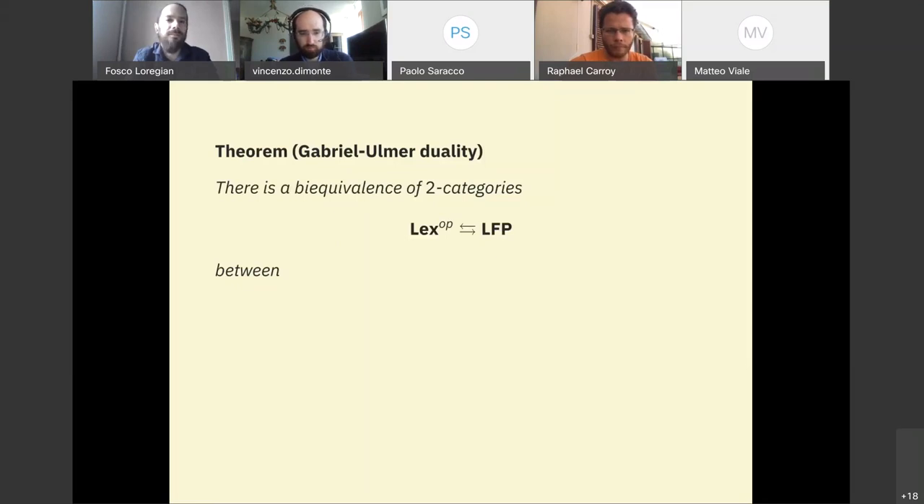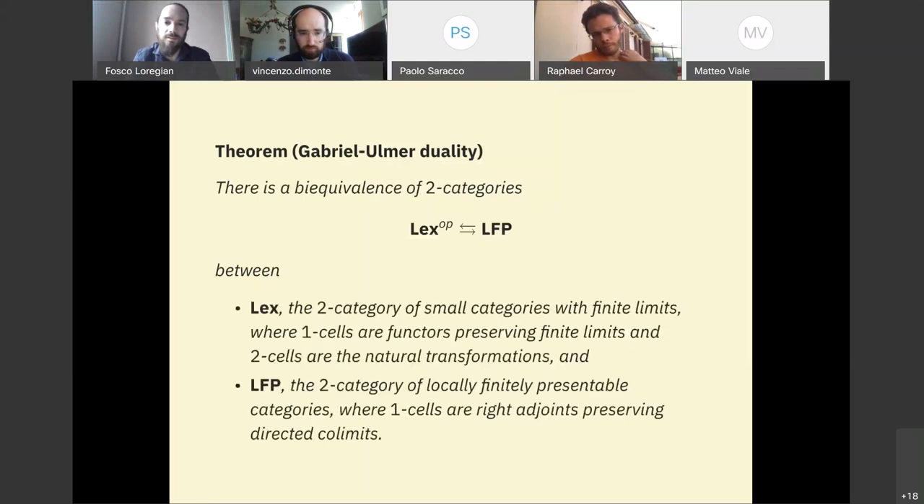It's called Gabriel-Ulmer duality. This theorem asserts an equivalence of two 2-categories: the 2-category of small categories with finite limits, functors that preserve said finite limits, and natural transformations, and on the right side, the 2-category of locally finitely presentable categories, functors that are right adjoints and preserve omega-filtered colimits, directed colimits, and all natural transformations between these functors. Very elegant, very telling. It's a very useful and powerful theorem that Gabriel and Ulmer were able to prove.